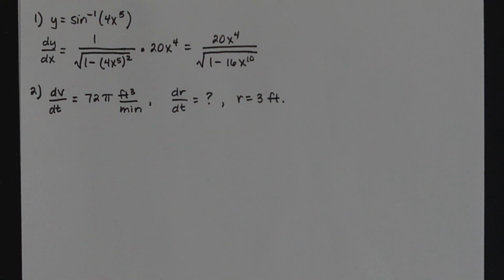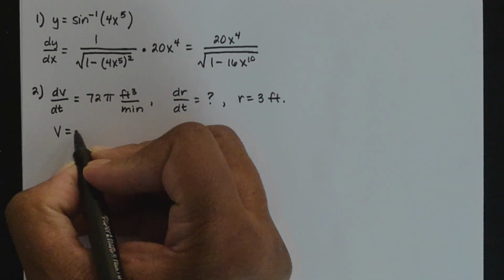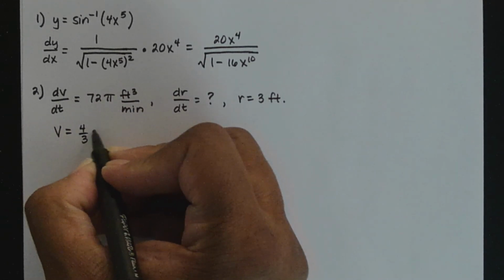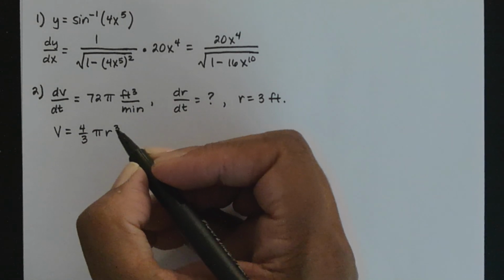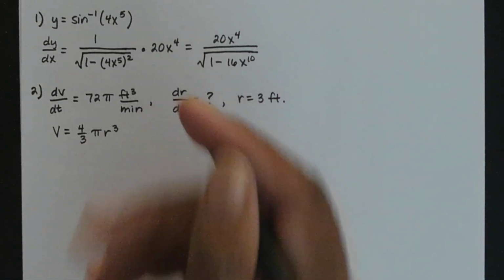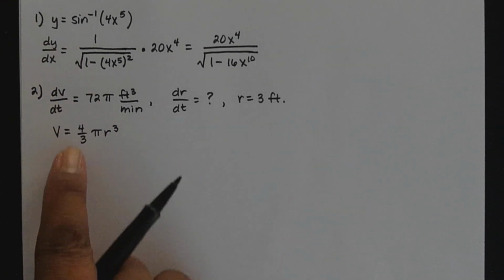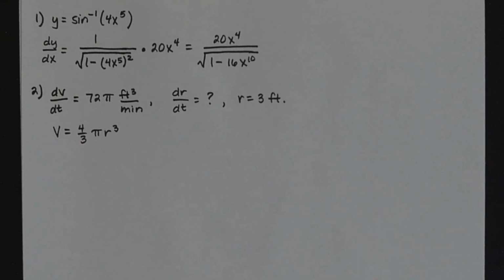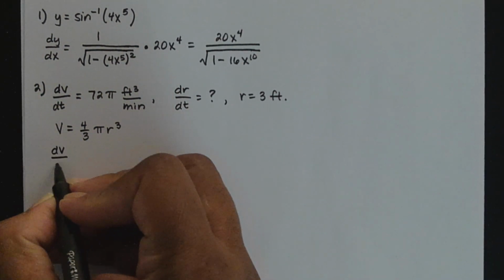And the formula for the volume of a sphere is this: 4/3 pi times the radius cubed. That is the volume of a sphere. Okay. So what we need to do here is take the derivative of each of these variables with respect to time. Okay. So the V, its derivative will be dV dt.